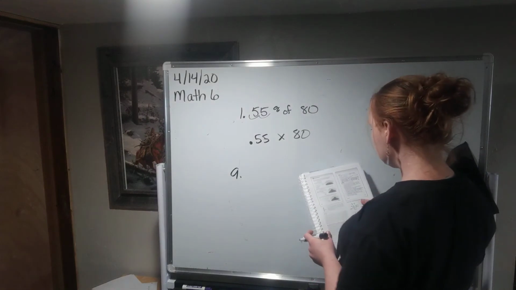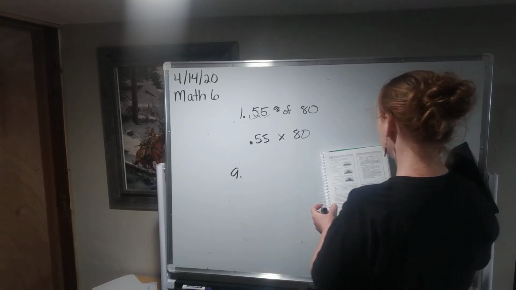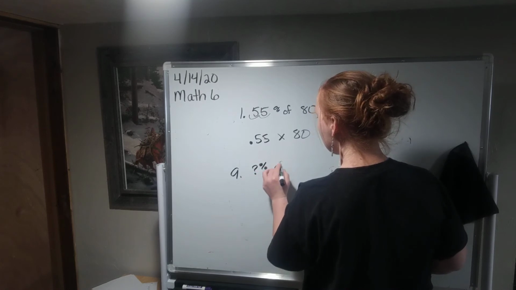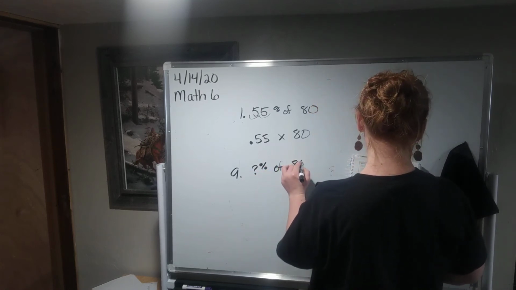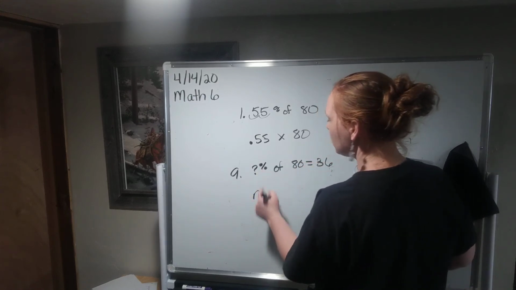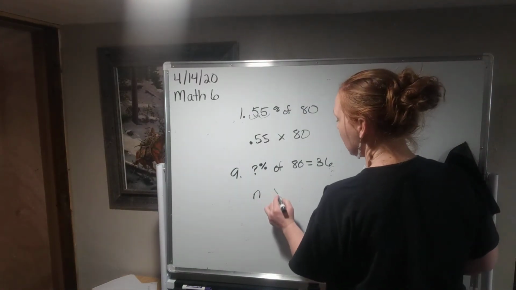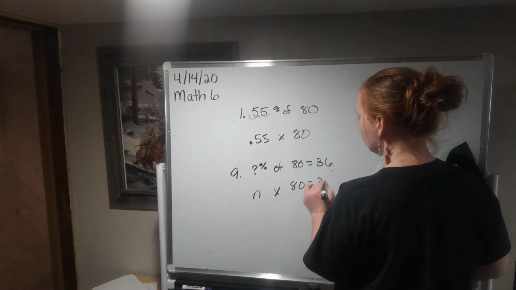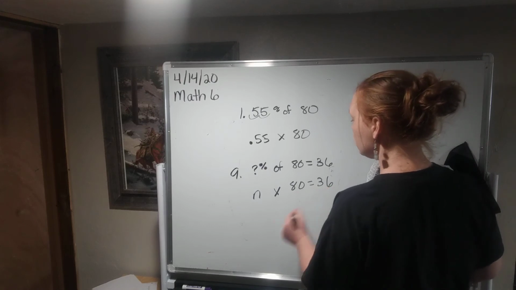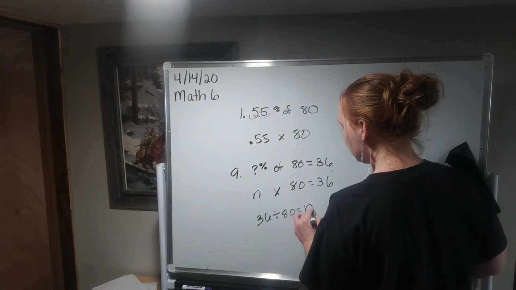Number 9 says, what percent of 80 equals 36? So, what percent of 80 equals 36? So this is my N, but what I want to remember is that I'm going to need to change that into a percent when I get done solving it. So N times 80 equals 36. So this times this equals this. So we can turn this around and do a division problem, can't we? 36 divided by 80 equals N.